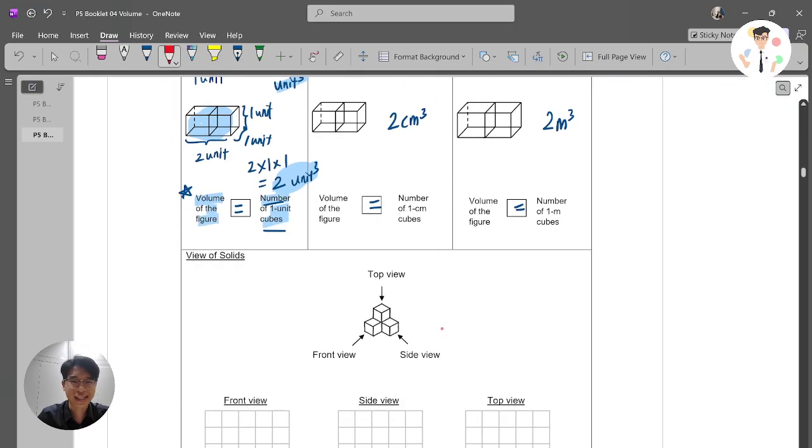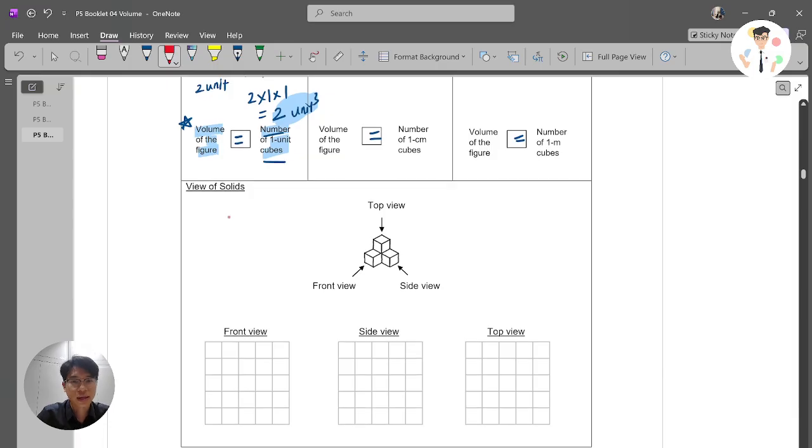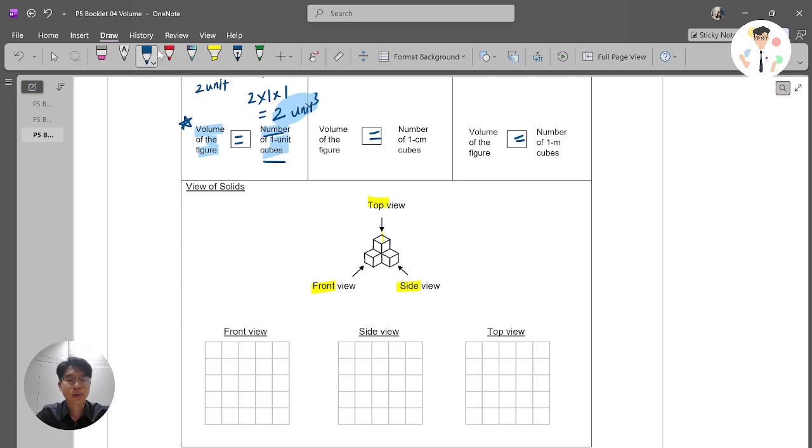Now, let's look at the second part, which is about the view of solid. Now, when we talk about a view of solid, you are usually given 3 views, okay? You have a solid here, there's a top view, there is a front view, there is a side view. Now, front is usually here, top is from top, side is from side. Now, if you are asked, what is the front view of this solid? You must look at here, from this side. Just imagine you are turning to this side and look at this side. How many cubes do you have?